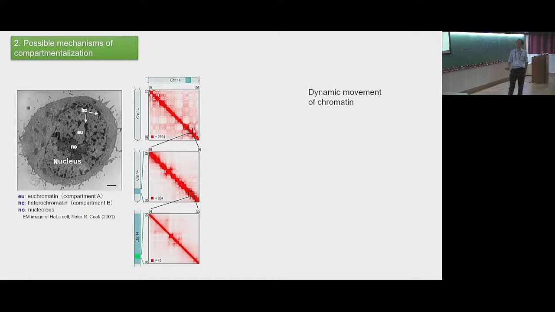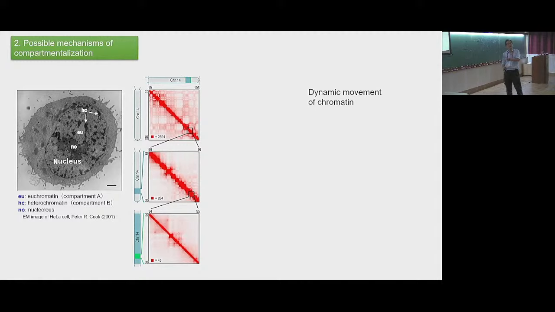This is a microscope image of a HeLa cell. This has a big nucleus. And here, HC, the dark region, is the heterochromatin region. So it has dense DNA, shown in this picture as dark regions. And the light gray region is the euchromatin region, and it has less dense DNA packing. The euchromatin region is gene active, and the heterochromatin region is gene inactive.